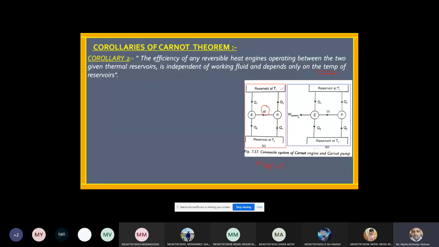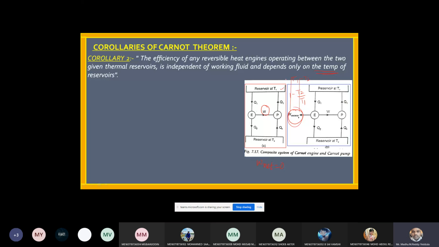Now in the second case, I am assuming that my engine is delivering more work than the pump. Therefore only part of the work delivered by the engine will be used by the pump, and the remaining excess I am extracting. Let us assume that apart from the temperature limits, the efficiency of the machine depends on some other factor, let us say the working fluid. We are assuming that the efficiency depends not only on the temperature difference but also on the working fluid. Then what will happen? The engine may deliver more work than is required by the heat pump, because if I change the temperatures I can increase the work done, because efficiency equals 1 minus T2 by T1.